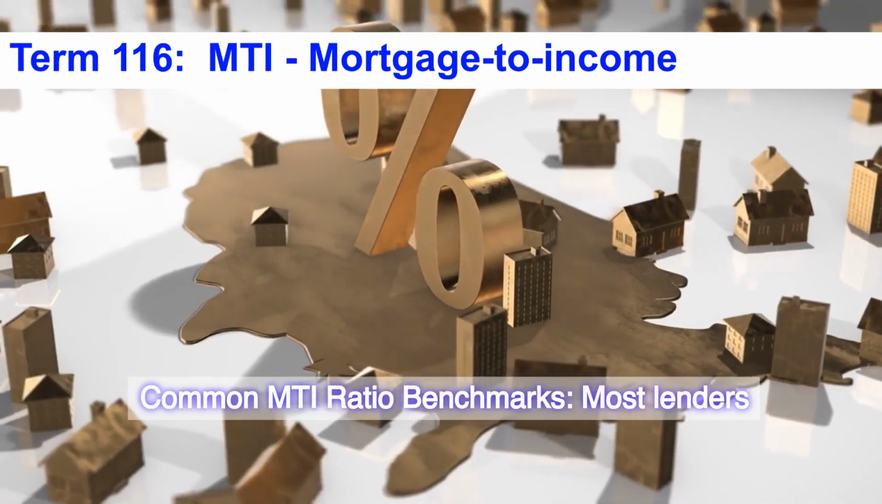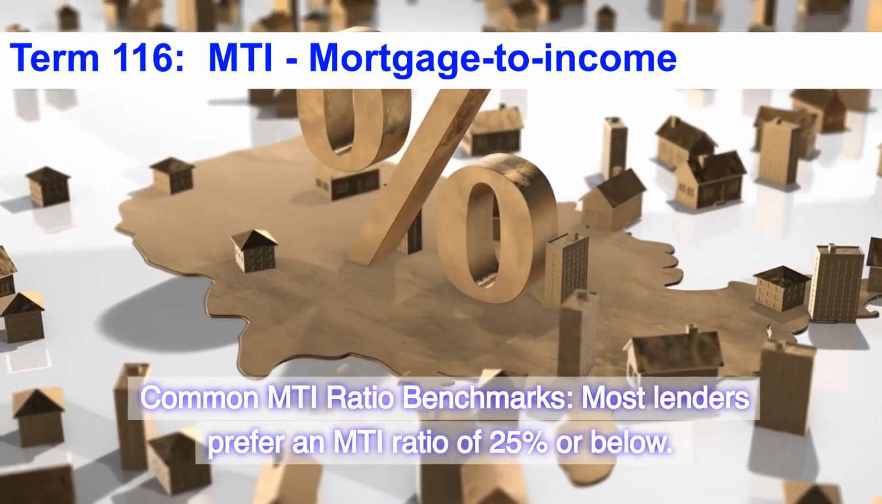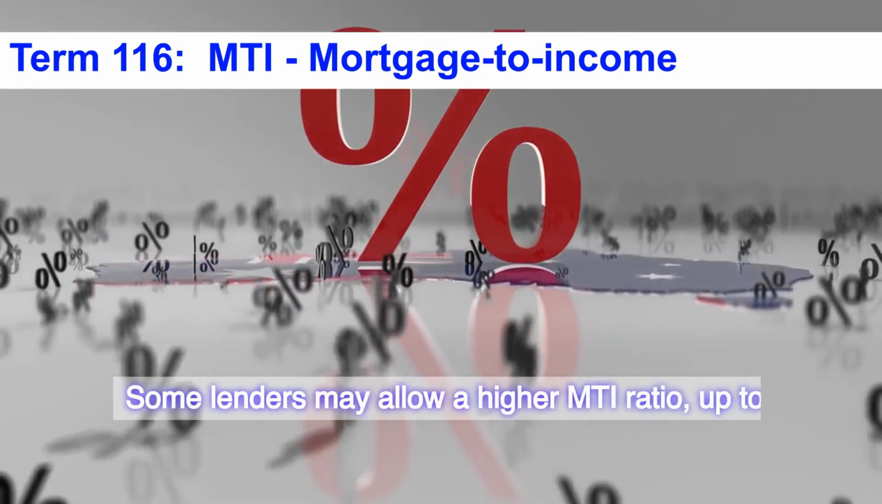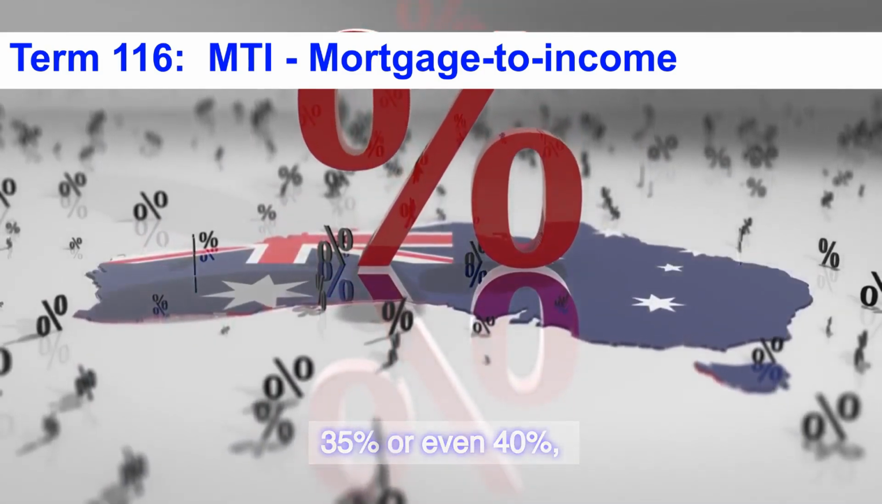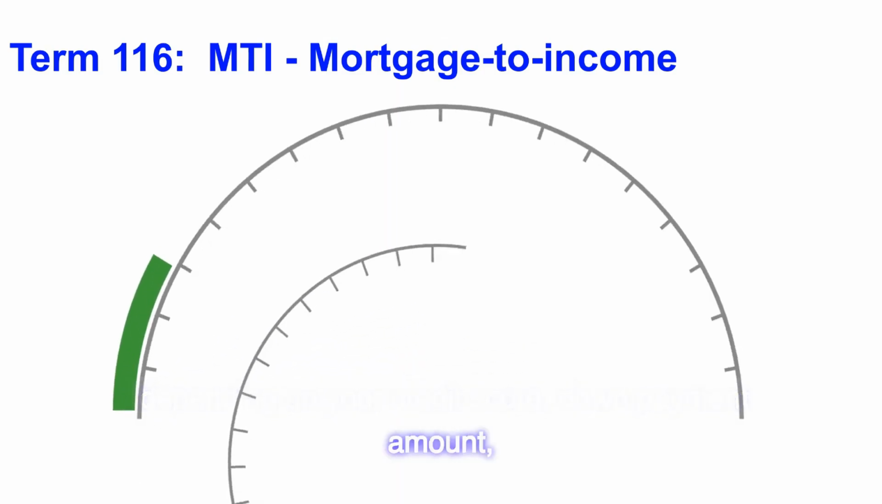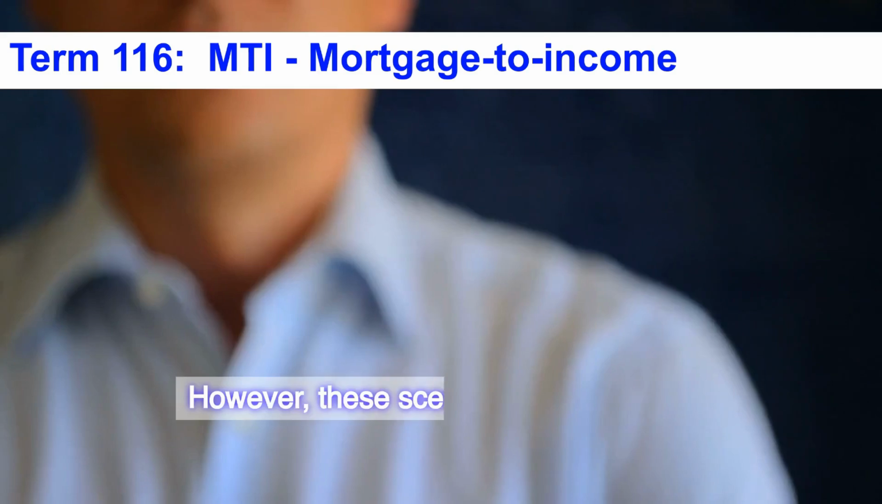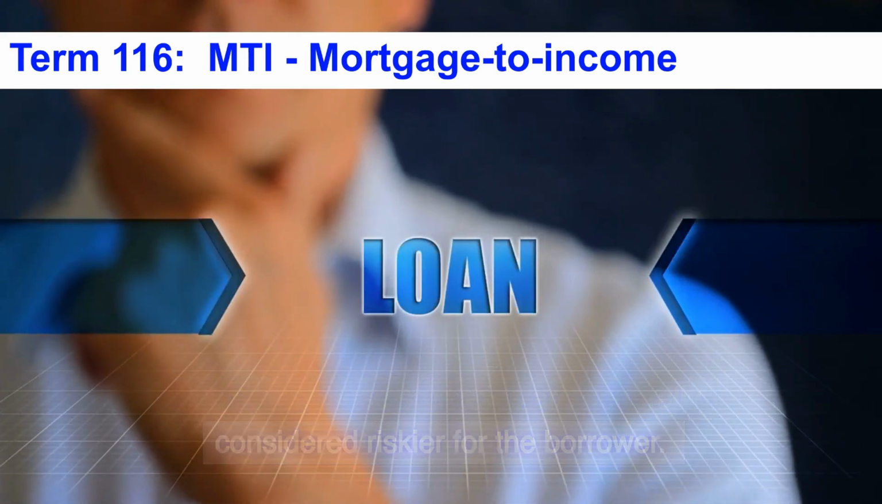Common MTI ratio benchmarks. Most lenders prefer an MTI ratio of 25% or below. Some lenders may allow a higher MTI ratio, up to 35% or even 40%, depending on your credit score, down payment amount, and other financial qualifications. However, these scenarios are generally considered riskier for the borrower.